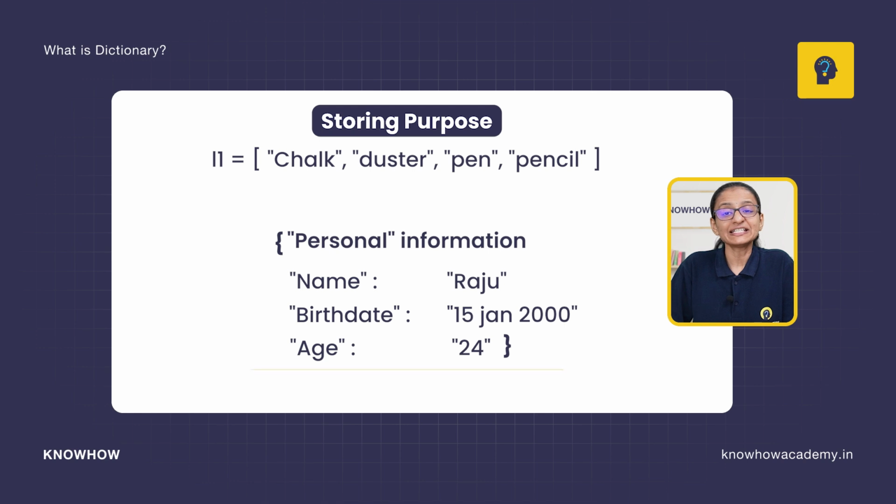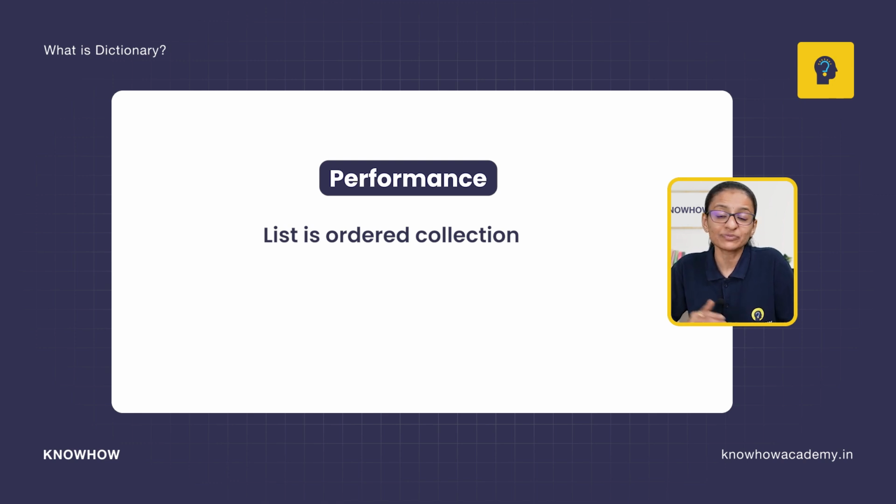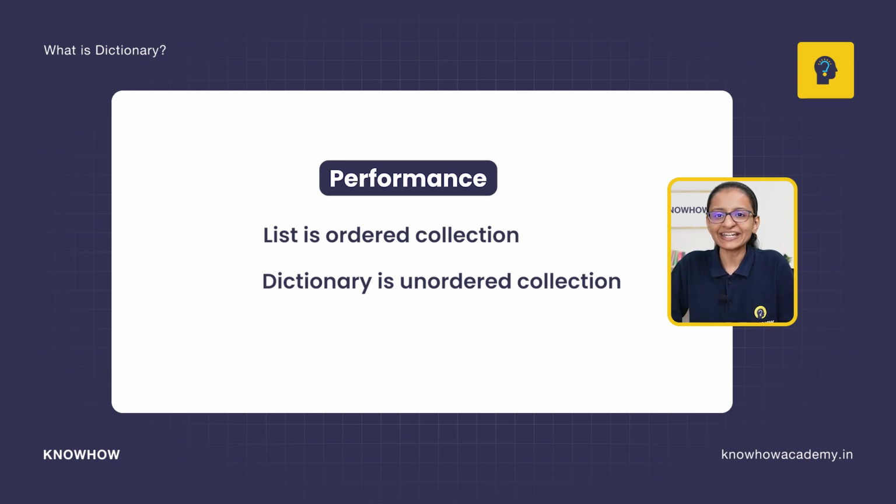The third difference is performance. We can say that list performance compared to the dictionary is higher. Why? Because a list stores data in an ordered manner. So if we are accessing the first element, we can go, and if we want to access the second element, we can increment our index value and immediately access that. But in a dictionary, the data is not stored in an ordered format, so the performance of a dictionary is lower compared to the list. So these are the differences between list and dictionary.